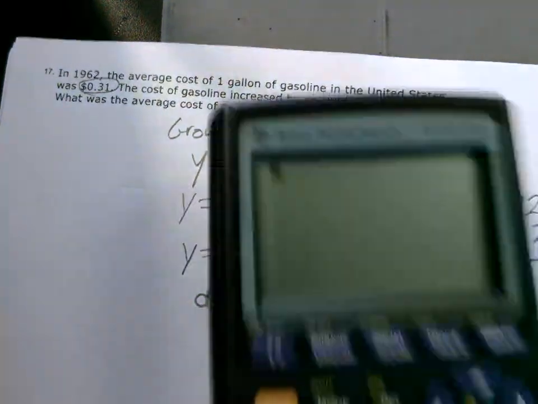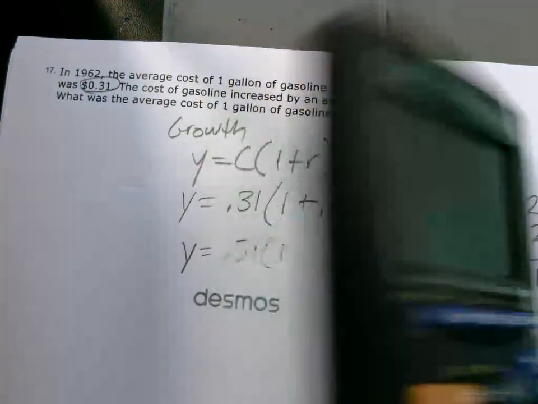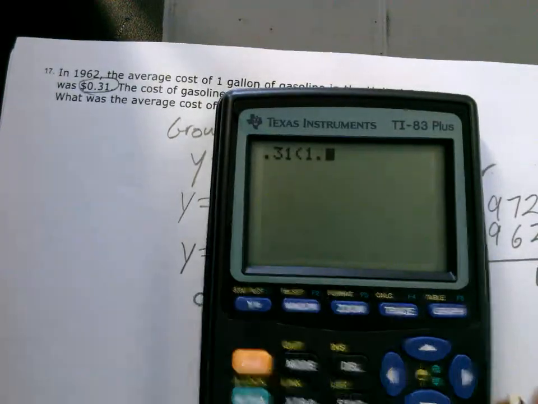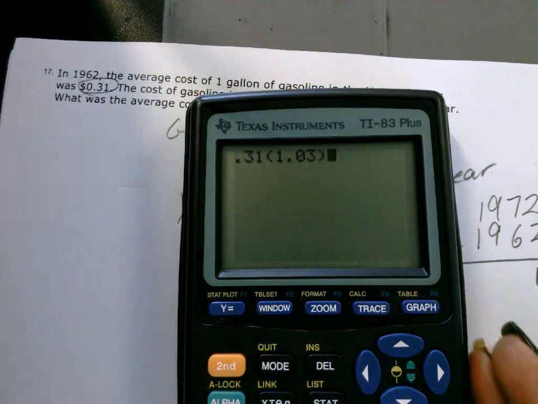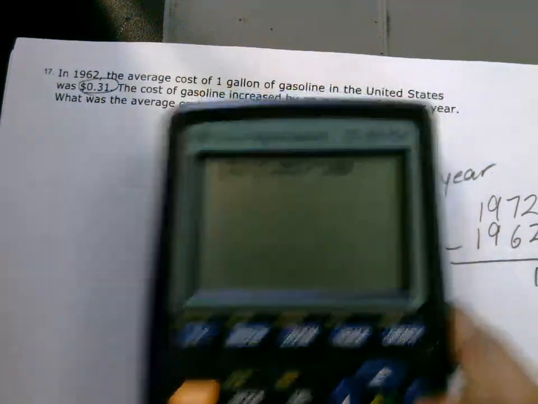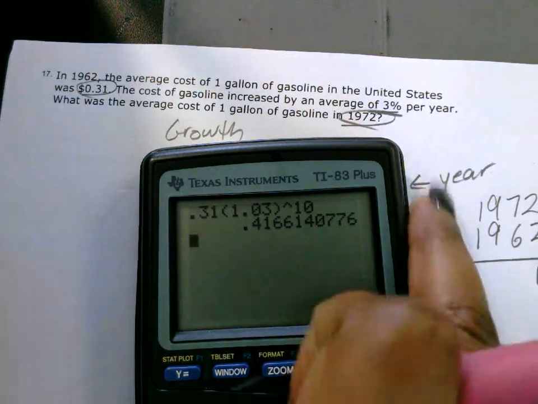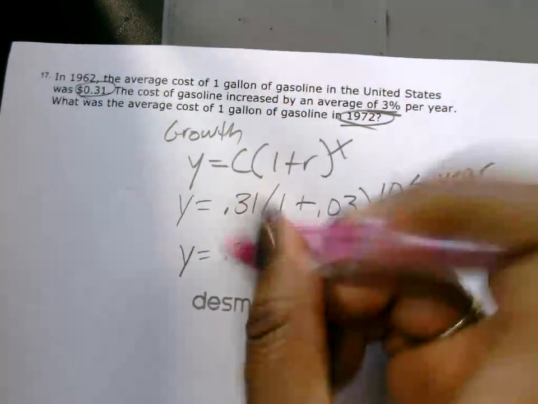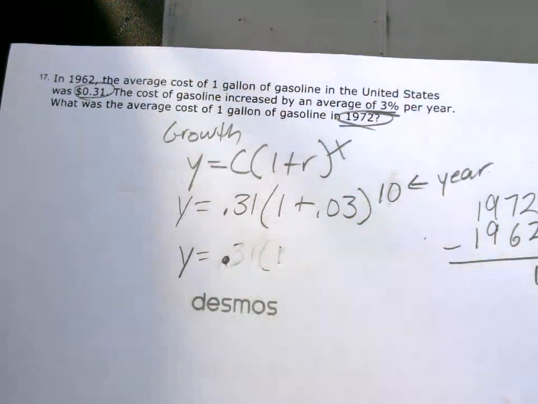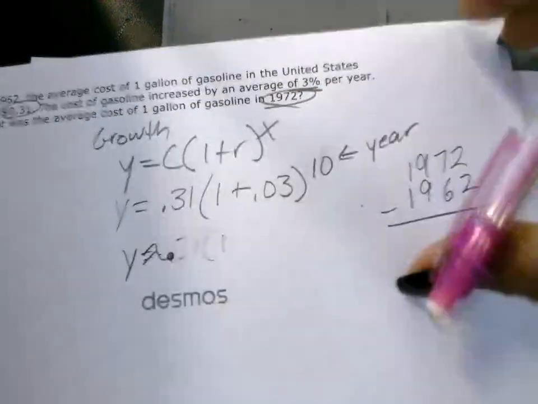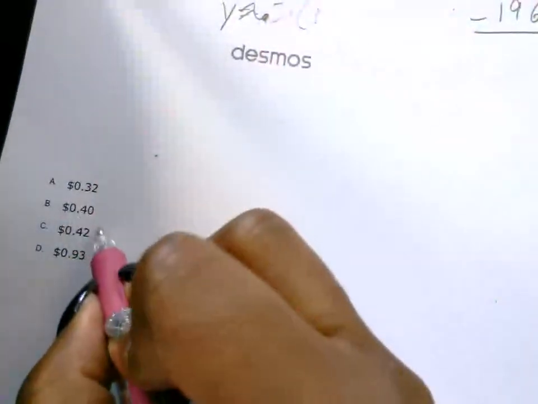Don't forget, you got 0.31 times 1.03, caret key, 10. All right, which is not bad, right? Okay. So it only went up. All right. So how much money is gas going to be then? 0.42. So it's going to be about 42 cents. About. That's the best answer. About 42 cents. You see how these answers are so close? So you really got to know what you're doing, okay? They purposely put them that close. Anyone still copying?